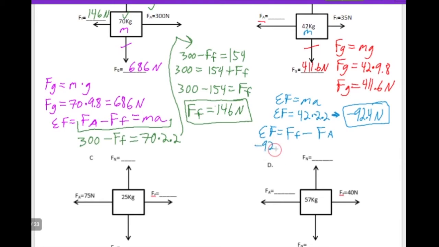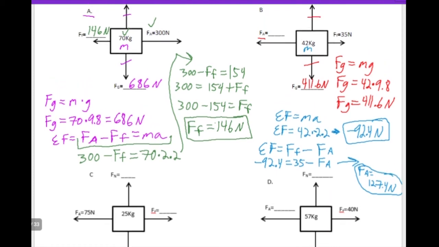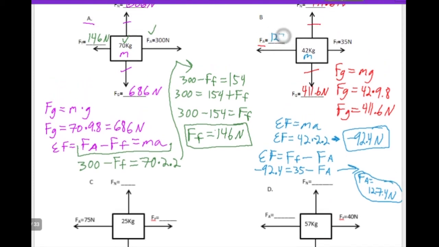Negative 92.4 is equal to force friction, which is 35, minus force applied, which is unknown. After we simplify this, we find out that force applied for this problem should be equal to 127.4 newtons. Go ahead and write that back up here.